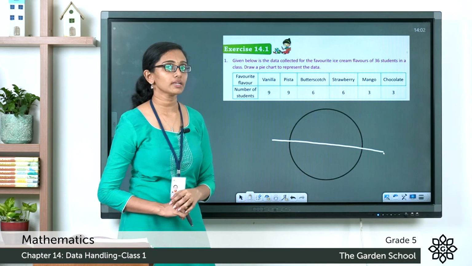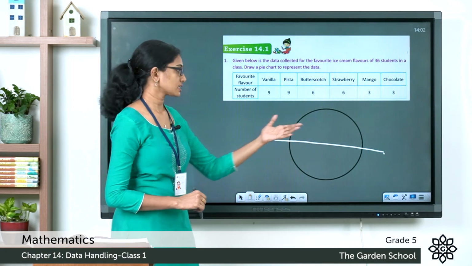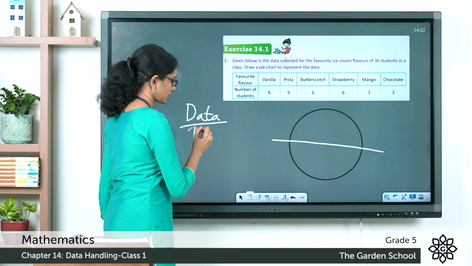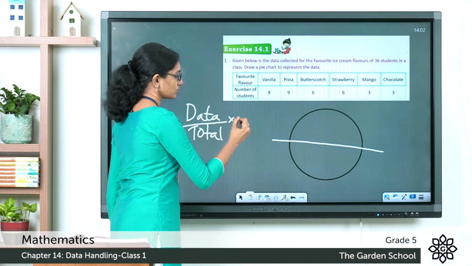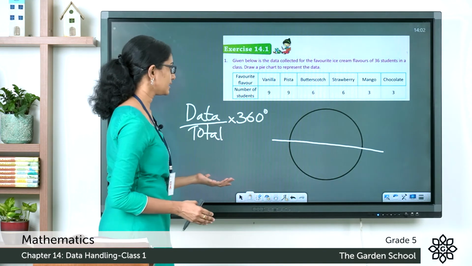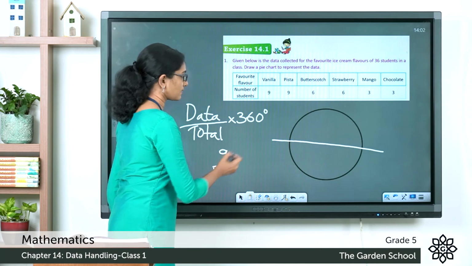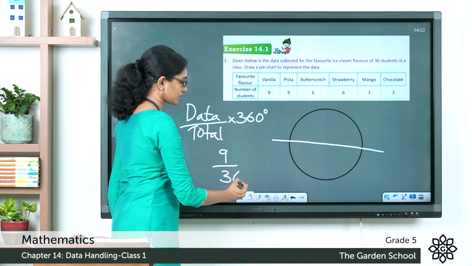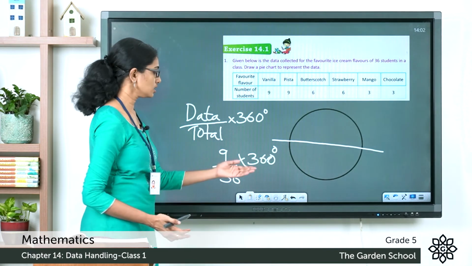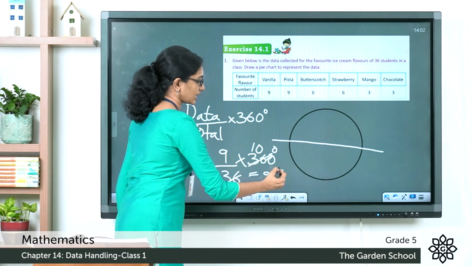There is a formula to find the angle of each sector corresponding to the data given. That formula is the data divided by the total value, into 360 degrees. Just keep this in your mind. This is for your awareness. For example, in the case of vanilla, the data given is 9 and the total value is 36, the total number of students, and 360 degrees is the total angle in a circle. When you reduce this, you'll get 90 degrees.